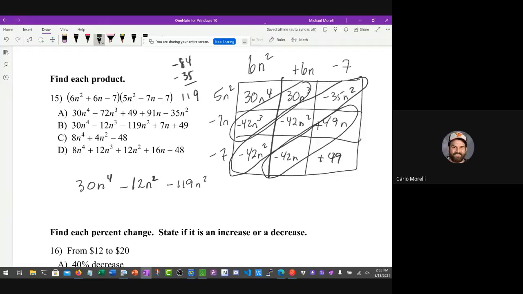Okay, now positive 49 and negative 42 gives us positive 7n plus 49. Okay, there it is. So it's B.